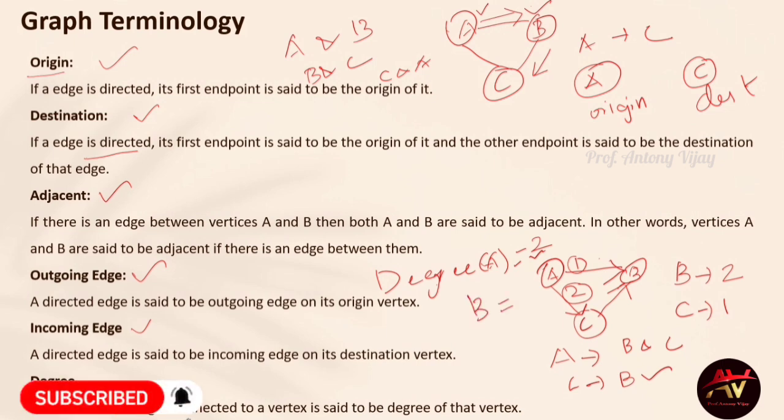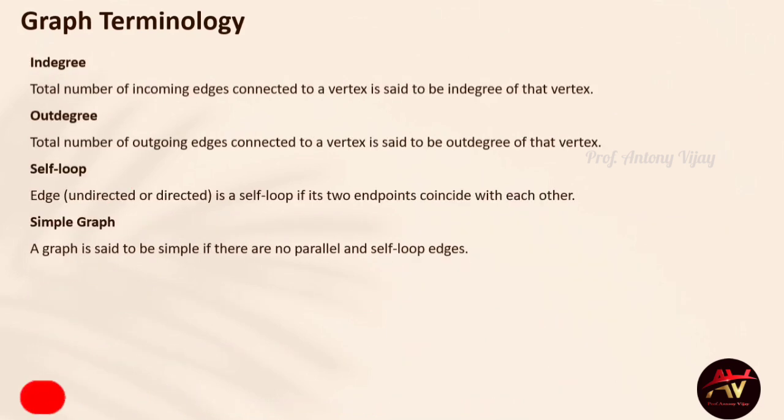When I talk about the degree of B, here also B is connected with two edges. From one edge A is coming and another edge is from C. So again it is 2. And for C, how many edges is it connected to? One from A, and another one is outgoing from C to B. So B is 2 and C is also 2. This is called degree. So what is meant by in-degree and what is meant by out-degree?